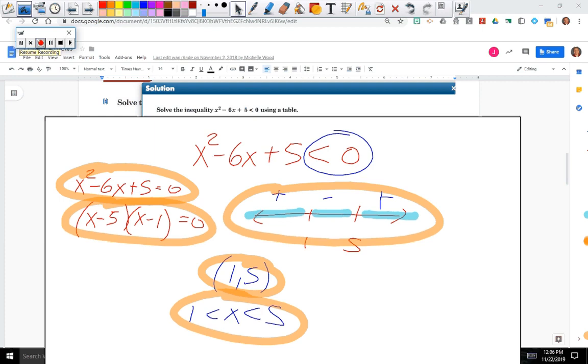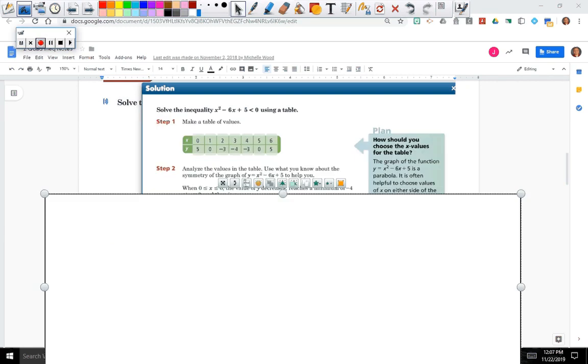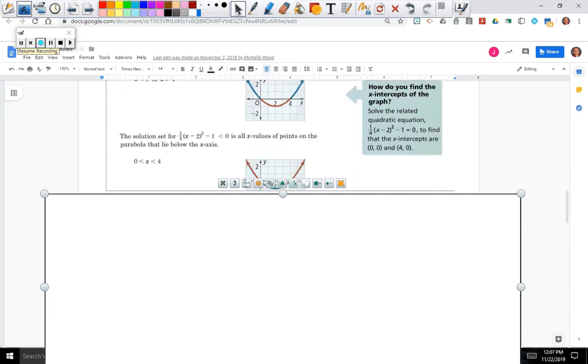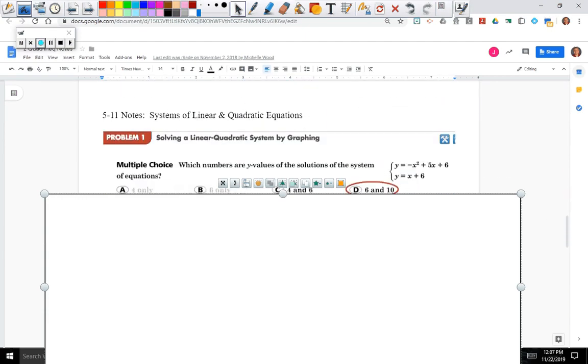So here's the breakdown. Each of these circles is points. And notice how I wrote my answers in interval notation and algebraic notation. So picking up the pace a little bit, we're going to solve the next one in 3 minutes. Still the same. You can put it on your board.